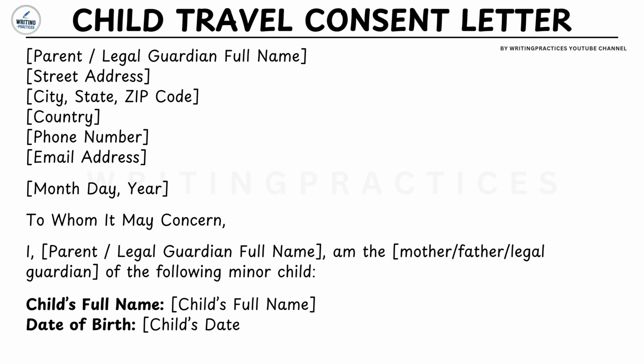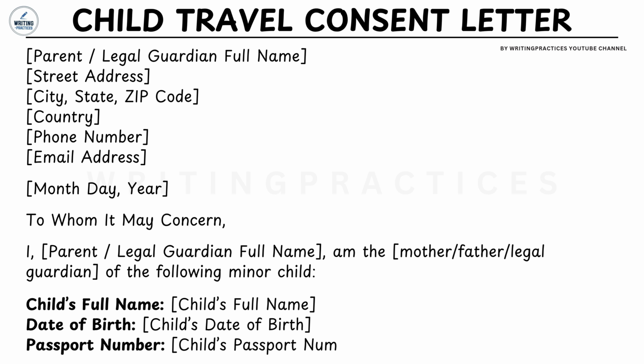Child information section. Here you provide the child's identification details. For example, child's full name, Ethan Miller. Date of birth, August 14th, 2014. Passport number, XJ4728194. This information helps authorities verify the child's identity. Pro tip, double-check passport numbers and spelling carefully to avoid travel issues.